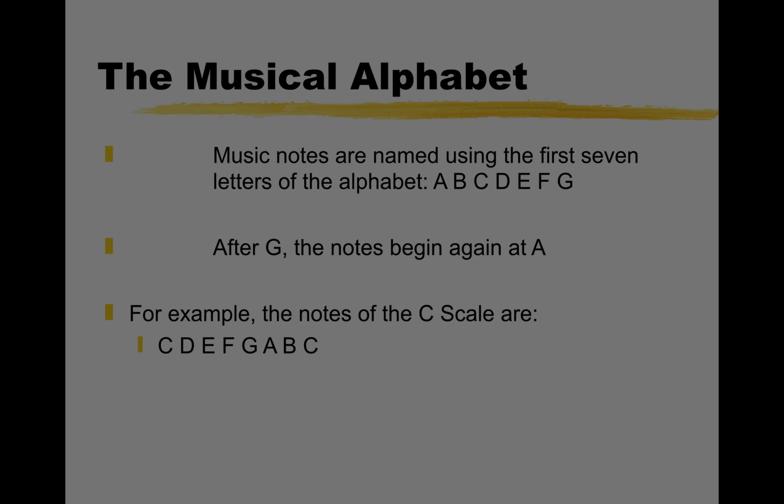If we wanted to play a scale which has 8 notes in it, it would go like this. If we started on C and we wanted to go in order from C to C, it would go alphabetically C, D, E, F, G, and then it starts over again on A, B, and C.